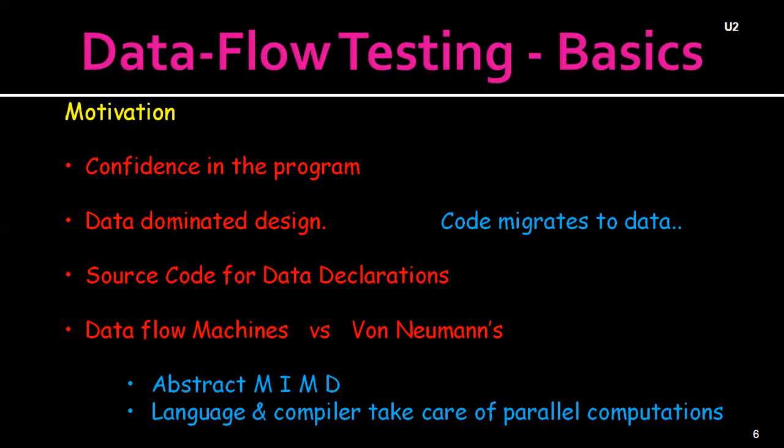And some of the data flow mechanisms are von Neumann mechanisms and MIMD machines, that is multi-instruction, multi-data machines. So in von Neumann mechanisms, the architecture executes one instruction at a time.